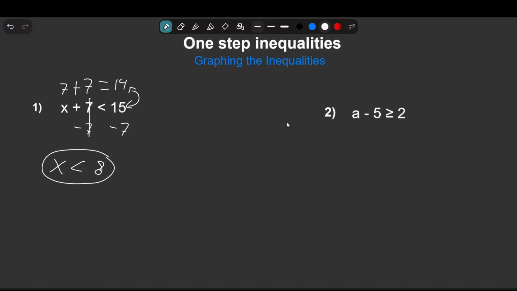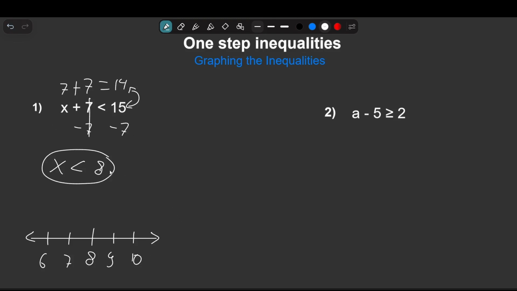Now we are going to graph our inequalities. Now remember, when it comes to graphing inequalities, a closed circle shows that we are including that number, and an open circle shows that we are not including that number. So for this one, let's quickly draw a number line with 8 in the middle. We're going to put 8 in the middle and some numbers to the left and to the right of it. So we have 6, 7, 8, 9, and 10. So this is our number line.